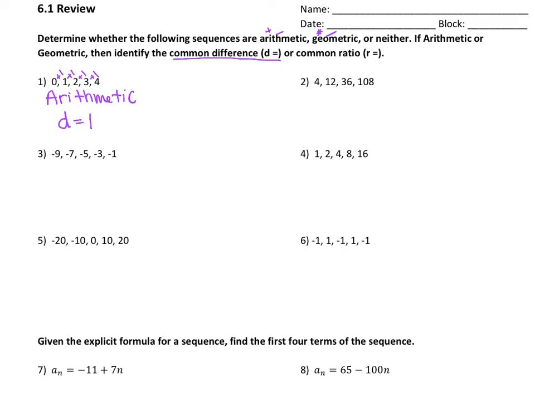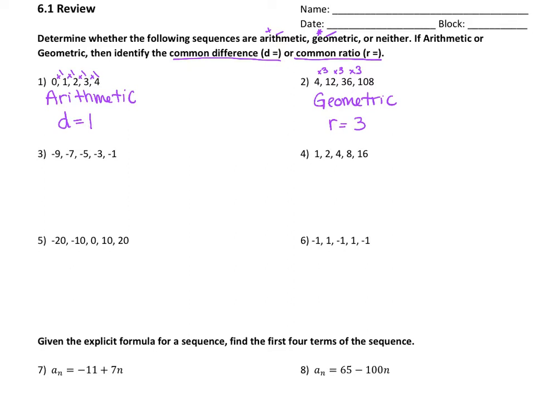If you look at number 2, 4 to 12, 12 to 36, 36 to 108. Well, I know that 4 times 3 is 12, and 12 times 3 is 36. Let's see, 36 times 3 is also 108. So I'm multiplying by a common number each time. So that means this is a geometric sequence. And my common ratio is 3. Because when it's geometric, we have a common ratio, or we say what R is equal to.